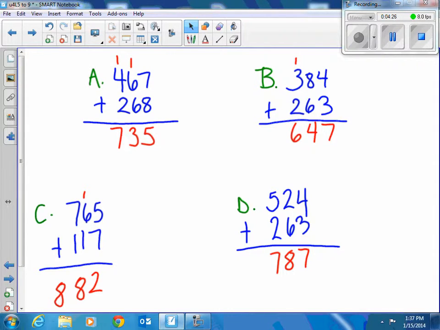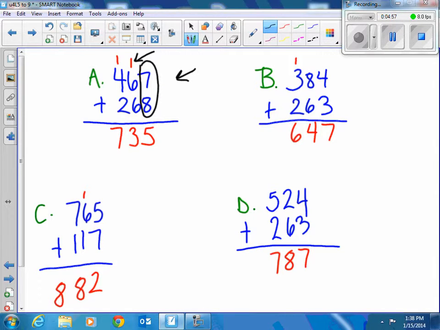In exercise A, or in problem A, right here, we had to regroup the ones place, okay? Because let's look at the ones place right here. 7 plus 8 was 15, so we put our 5 down, and then we carried the 1. That's regrouping, boys and girls. So yes, in problem A, we had to regroup the ones place. Is there another problem that we did, A, B, C, or D, that you also had to regroup the ones place?